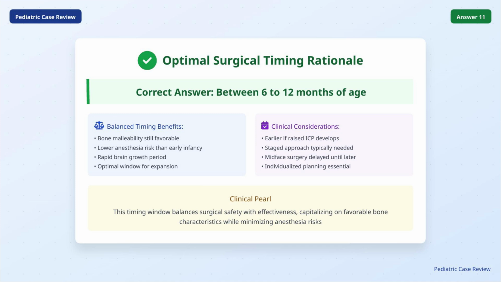This timing balances surgical safety with effectiveness, capitalizing on bone malleability while minimizing anesthesia risks. Rapid brain growth during this period benefits from timely cranial vault expansion. However, earlier intervention becomes necessary if raised intracranial pressure develops. Additional stage procedures typically follow.